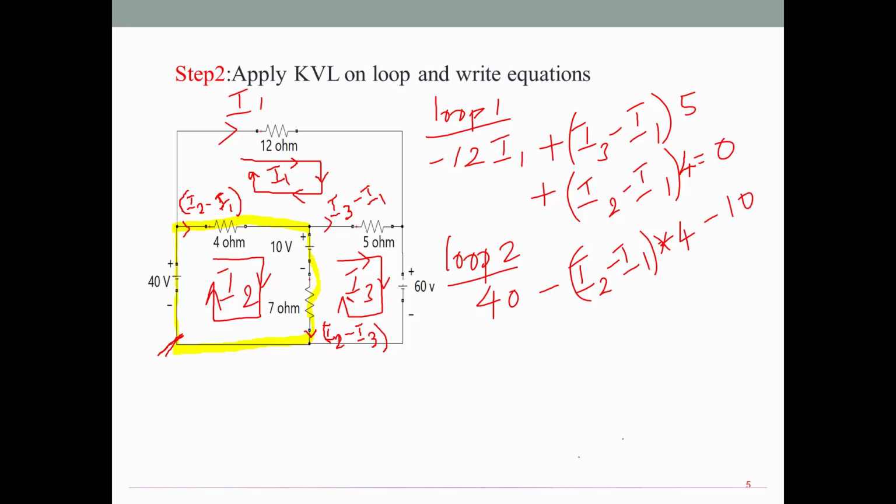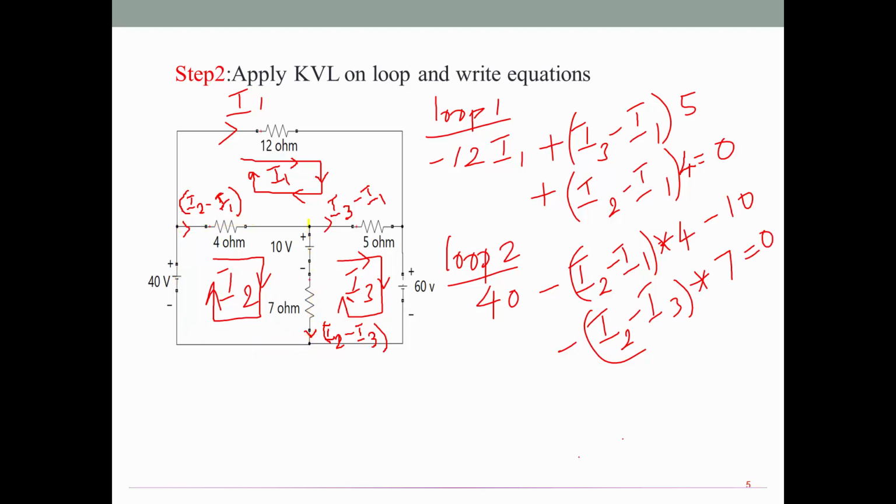So minus 10. Then coming to the 7 ohm branch, I2 is the loop current and I2 minus I3 is the branch current. Both are in the same direction. So minus I2 minus I3, that is the branch current, multiplied with 7 ohm is equal to 0.